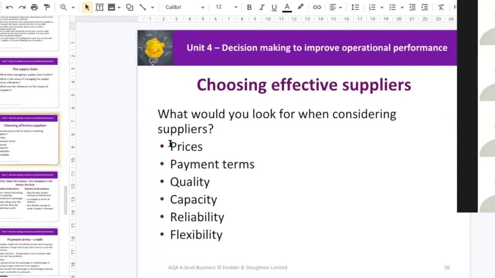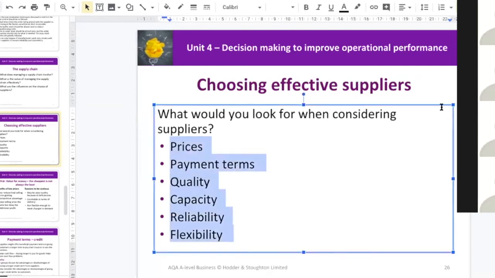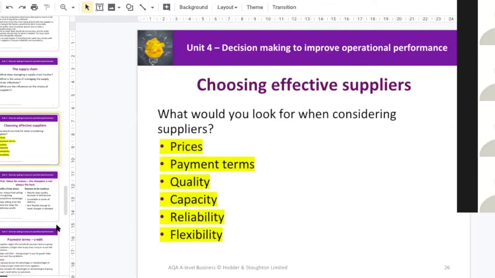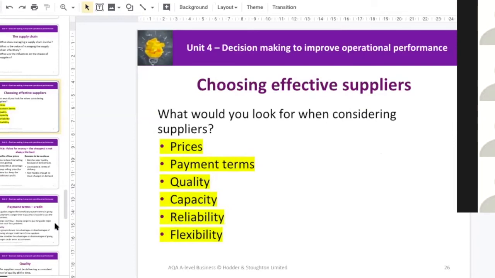That's why you need to write down the 6 important factors of choosing effective suppliers. So we've got price, we've got payment terms, we've got quality, we've got capacity, we've got reliability and flexibility. So those are the 6 key points of choosing effective suppliers.